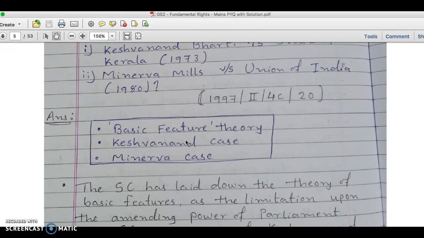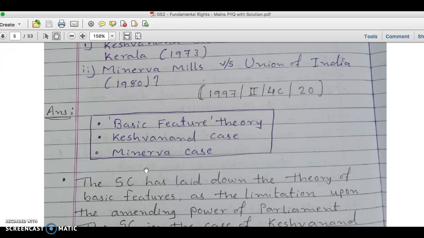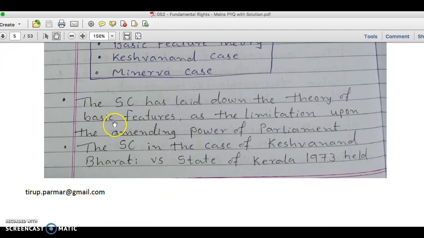So how are we going to discuss this question? This question was already asked in 1997, Paper 2, Question 4C, for 20 marks. We are going to divide this question into three parts: the basic feature theory, then the Kesavananda Bharati case and the Minerva Mills case. First, let's start with the discussion that the Supreme Court has laid down the theory of basic feature as a limitation upon the amending power of Parliament.